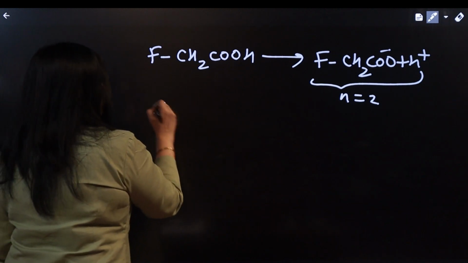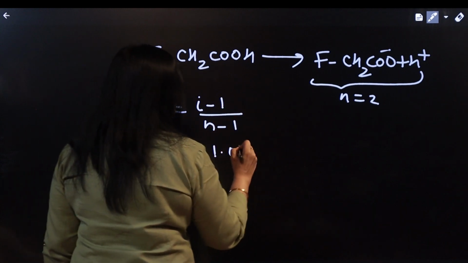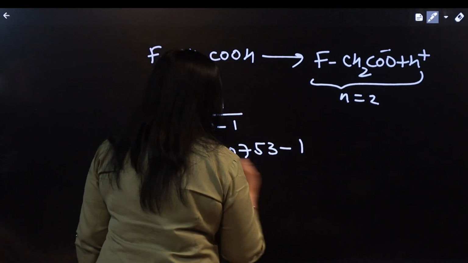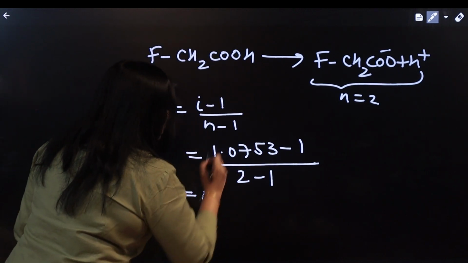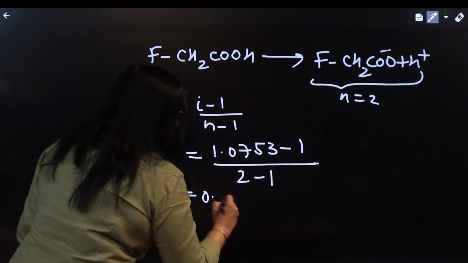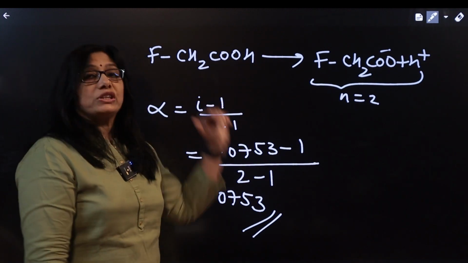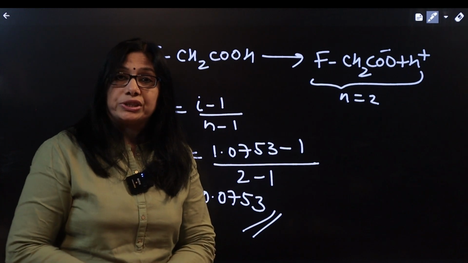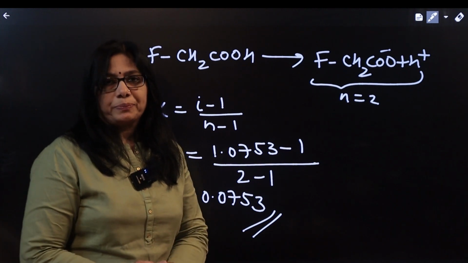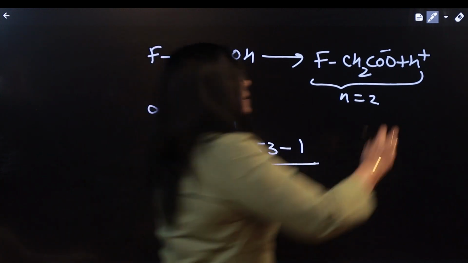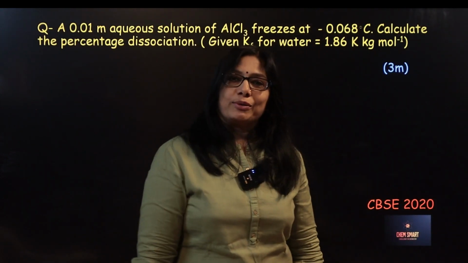So alpha is equal to i minus 1 by n minus 1. I, you got 1.0753, minus 1 divided by 2 minus 1. So you will be getting it as 1.0753 minus 1, so 0.0753. That will be alpha. If only degree of dissociation is asked, that is it. If you want percentage dissociation, multiply this by 100. So that will be 7.53. But that's not asked here. Clear? Practice.